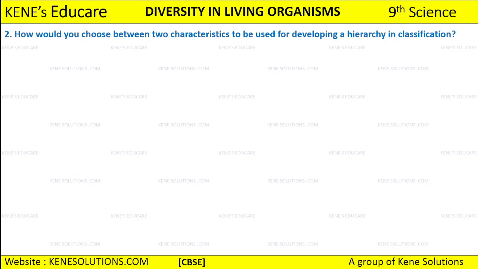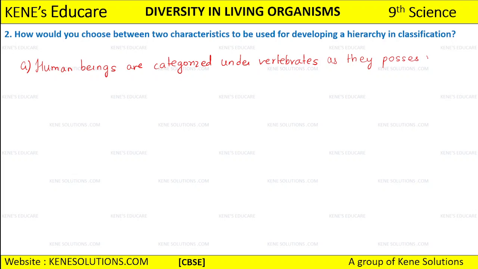Now, how would you choose between two characteristics to be used for developing a hierarchy in classification? So the start of the hierarchy was formed by the gross character. If I say there are basic steps which we take care of, I'll write it here. For instance, you can say that human beings are categorized under vertebrates as they possess the vertebral column. Now, as we are having this vertebral column, we are categorized under vertebrates.